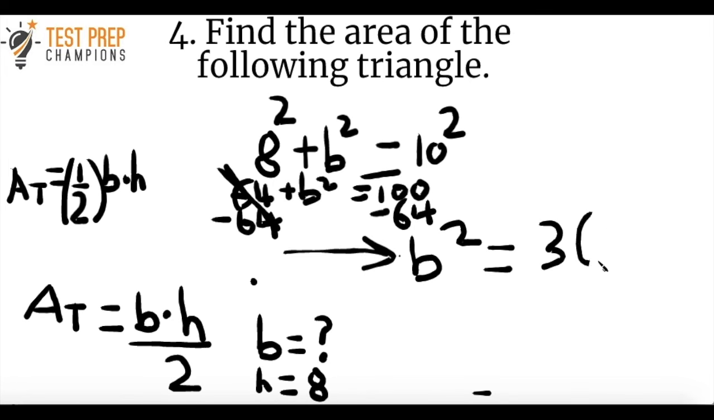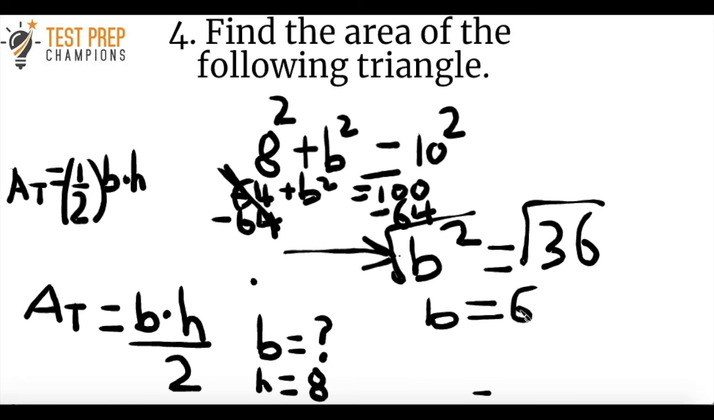And how did I get 36? Well, 100 minus 64 gives us 36, and you can check that in your calculator if you'd like to. So now we've got b squared, but we don't have b yet. So what we need to do is take the square root of both sides. If we take the square root of both sides, we get that b is equal to 6.